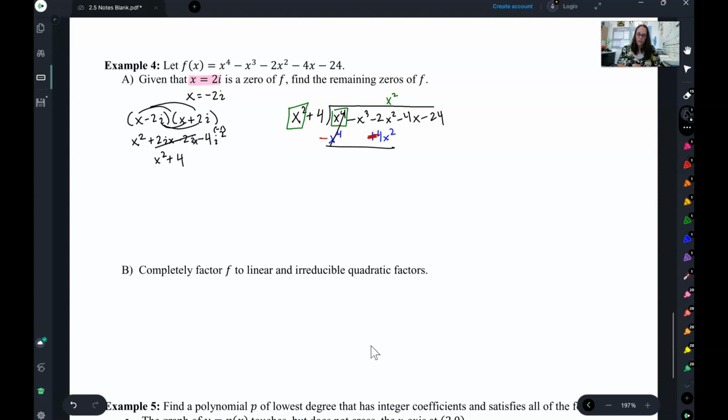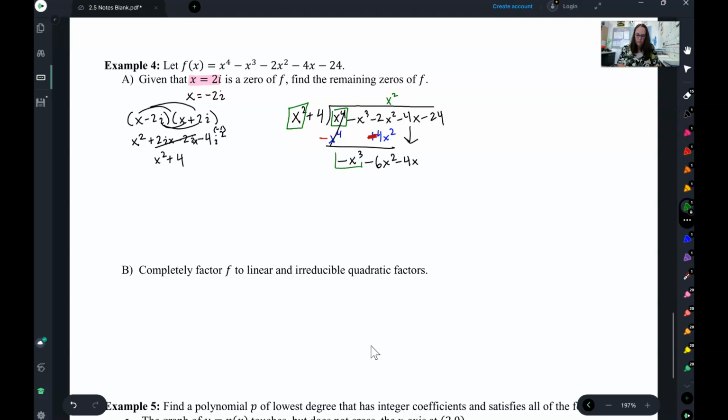So x to the 4th minus x to the 4th goes away. Bring down my negative x cubed. Negative 2x squared minus 4x squared is negative 6x squared. Bring down my next term and do it all over again.